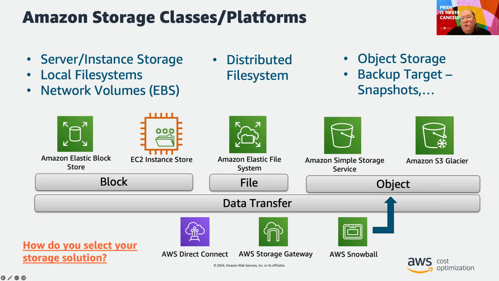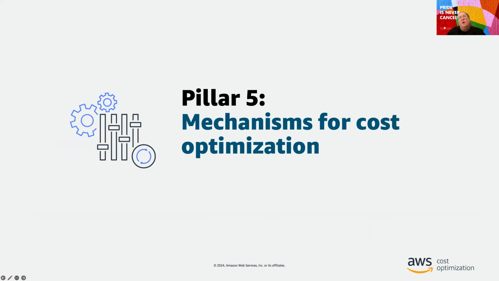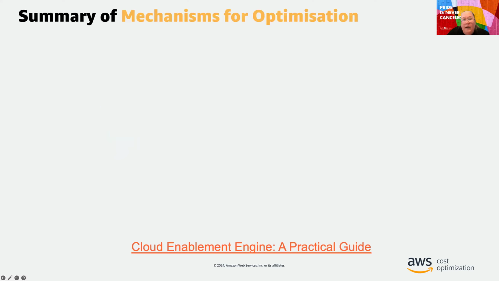And the last piece, which is the last pillar in this exercise before we stop and take questions, and then I will hand over to Niklas to talk about the next module, is pillar 5, which is the mechanisms for cost optimization. So I will do just a quick summary of what those mechanisms are. So pillar 5, mechanisms for cost optimization, is essentially the processes or the tools to complement all the other 4 pillars. So let's look at what we have.